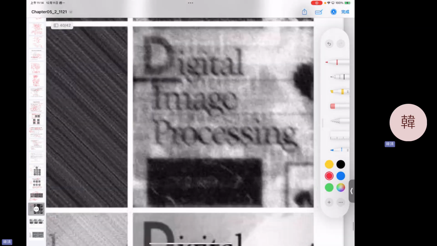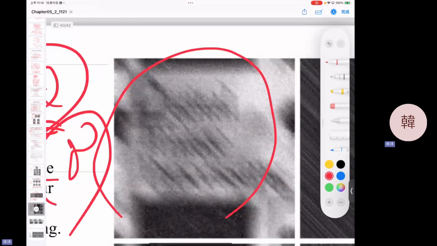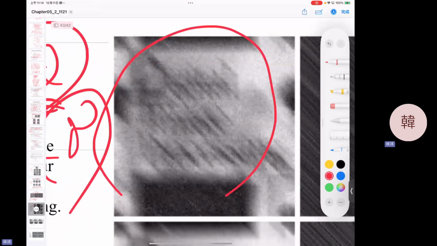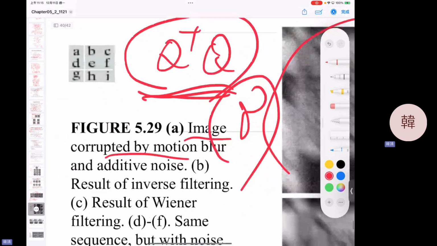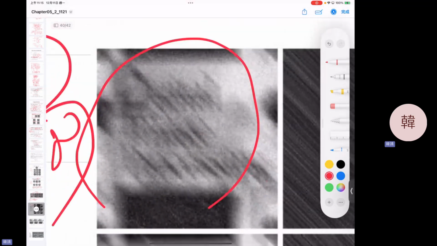Unless you read your textbook every day and then take the cover page. Okay, actually this is this textbook cover page. Okay, so if I gave you this one, it's just blur and additive noise there. You don't know what to do. So maybe you try to use an inverse filter. Okay, so can you tell me what kind of inverse filter you're going to try?